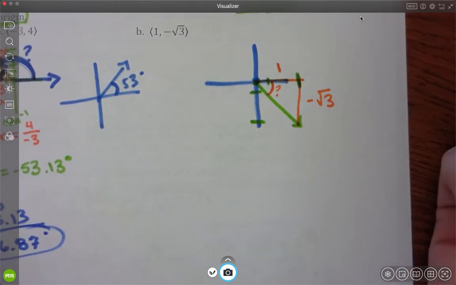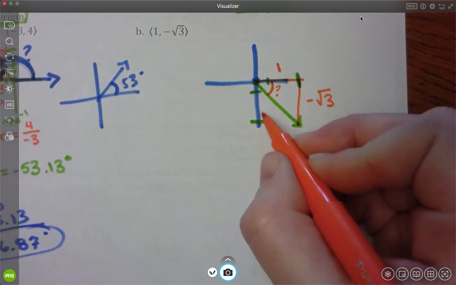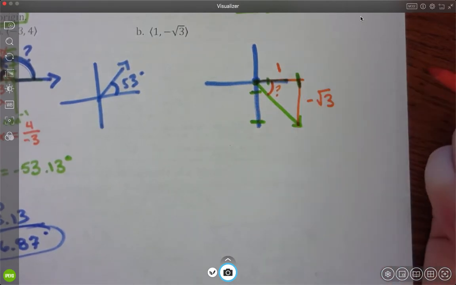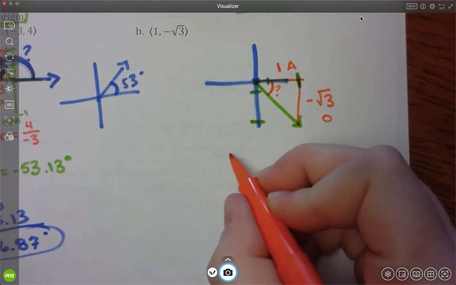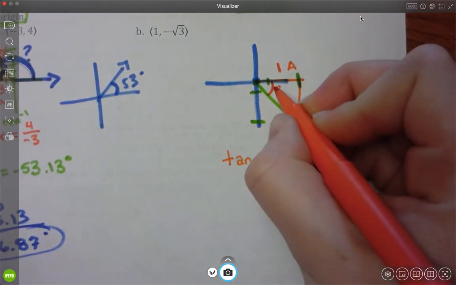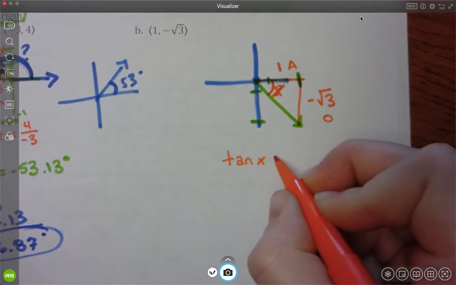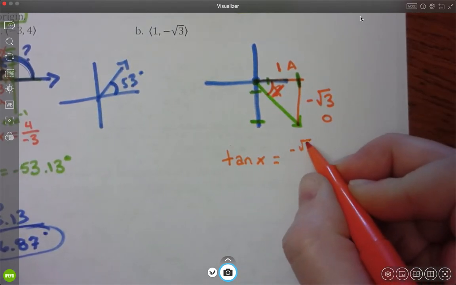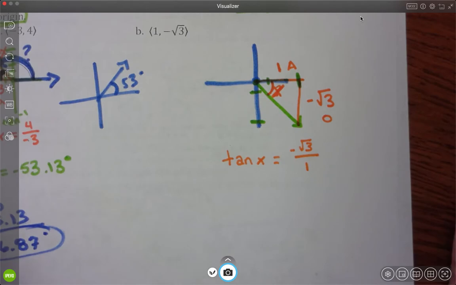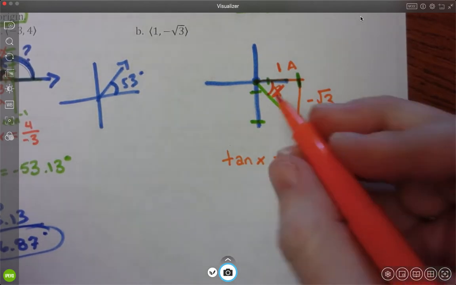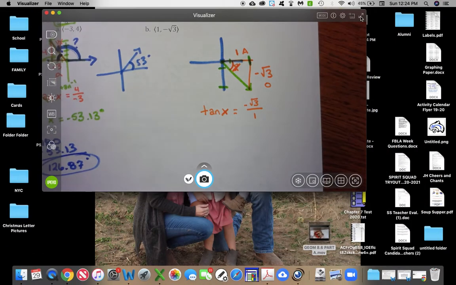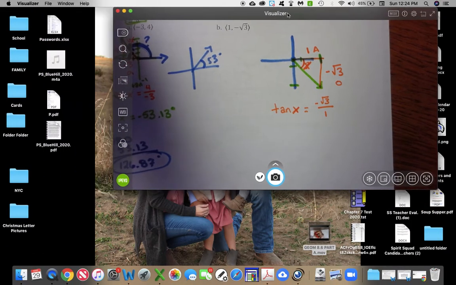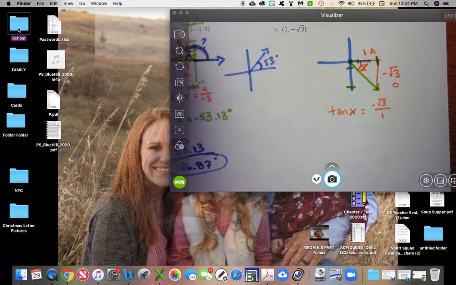We really don't care about what this hypotenuse side is because we could just use tangent again. This will be my opposite side. This will be my adjacent side. So I could do tangent of, let's call this guy x, equals opposite over adjacent, negative square root of 3 over 1. And, well, that makes it kind of nice. Hold on just a second. Negative square root of 3 over 1, that is on the unit circle. I could just do that.